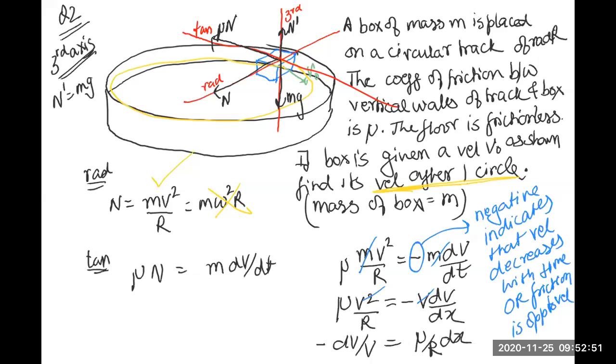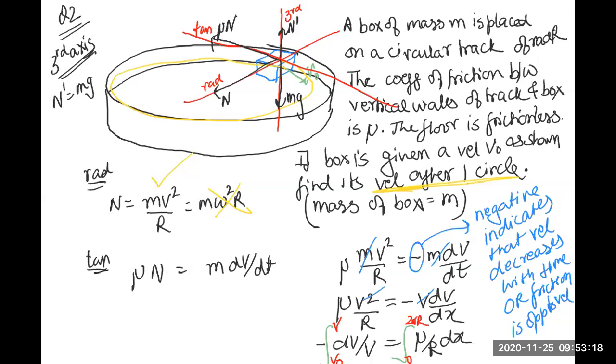Right? And now what should I do? I should integrate this. From where to where should we integrate? Well, the initial velocity is v naught, and at that time the distance traveled is 0, and we want the velocity when the distance traveled is, after one full circle, 2 pi r.